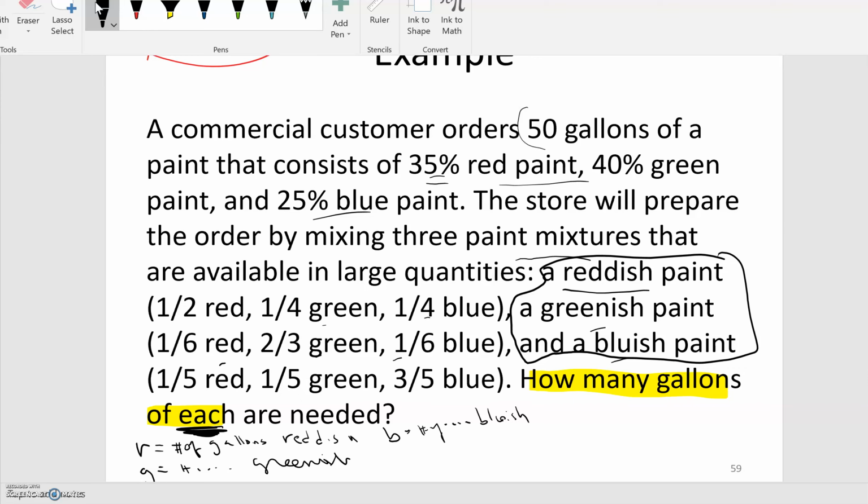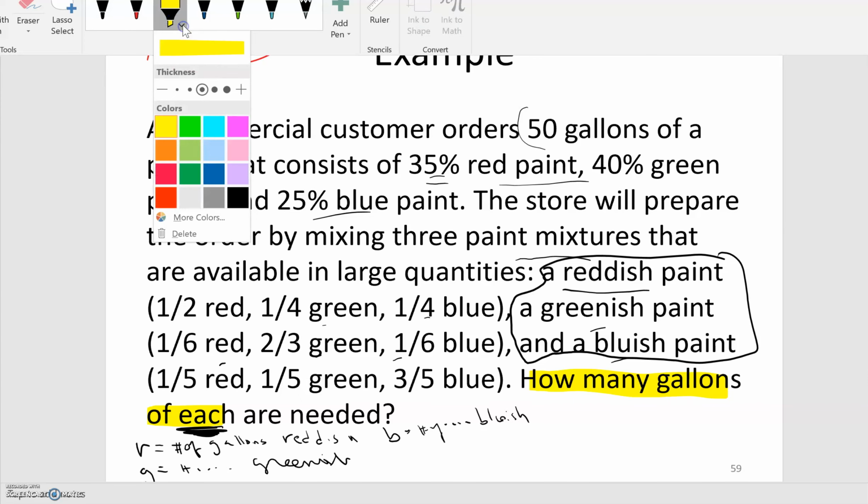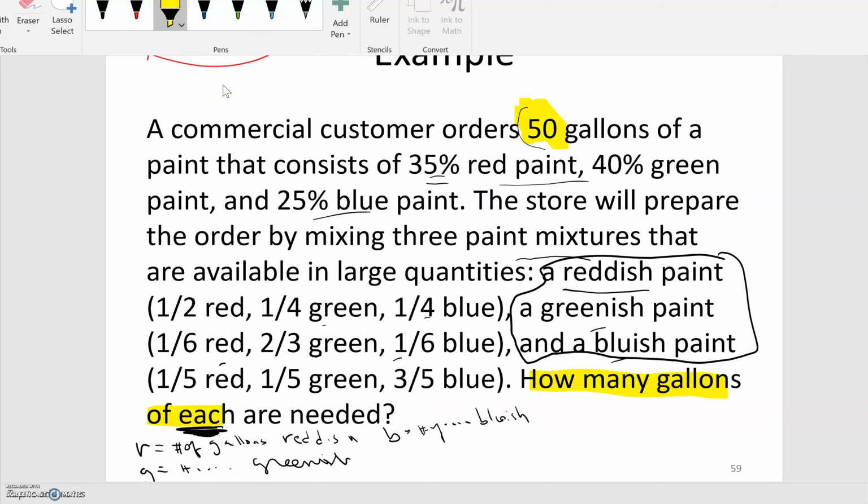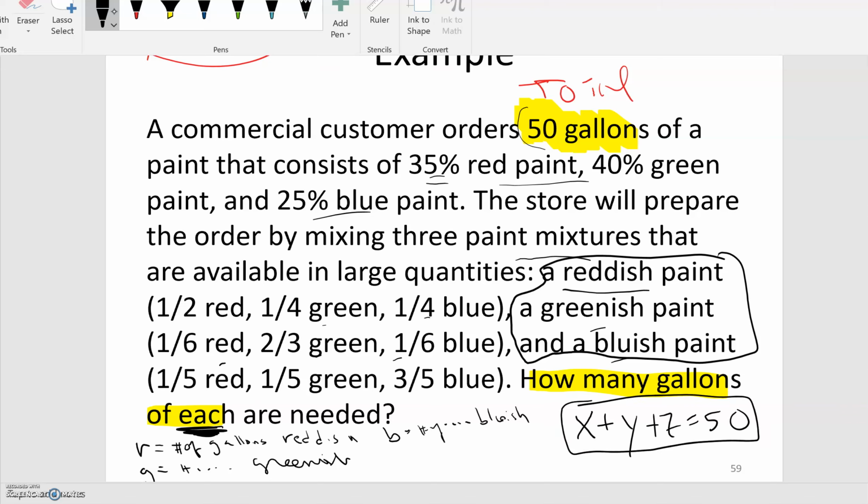And now we look at the other numbers. The easiest one is right here. We're going to get 50 gallons total. So the easiest equation I can write is R plus G plus B equals 50. The total amount of reddish plus greenish plus bluish has got to equal 50 gallons. So I've got one equation. Now I need 2 more.